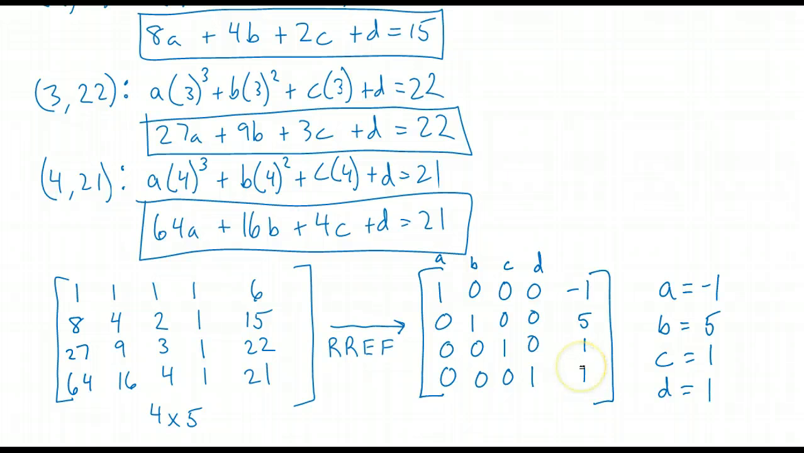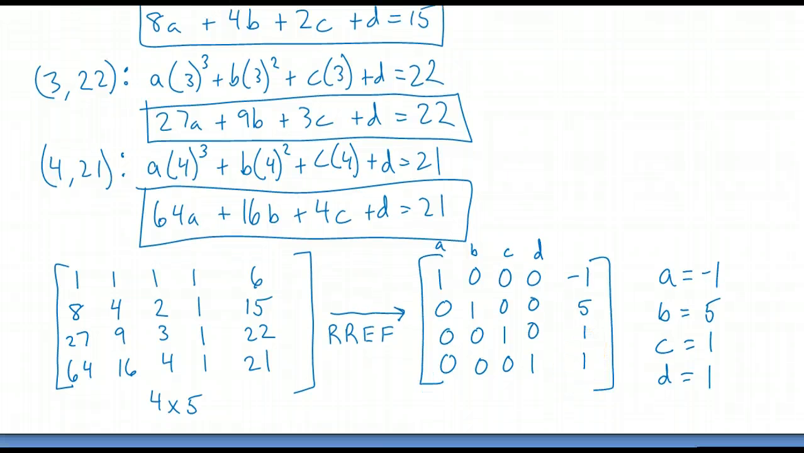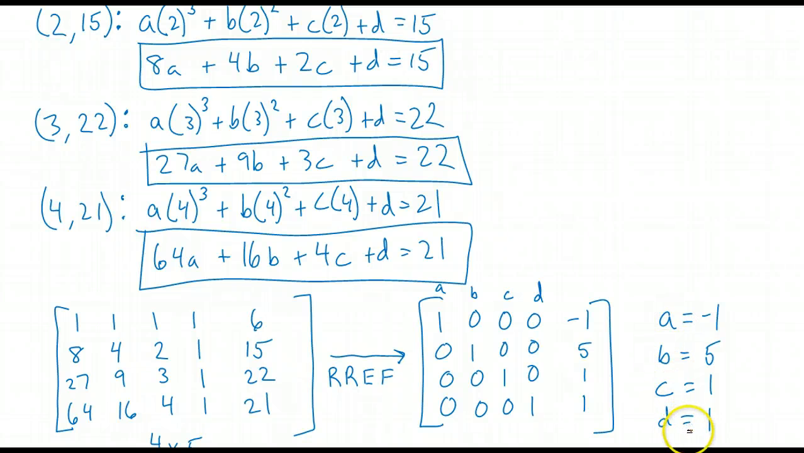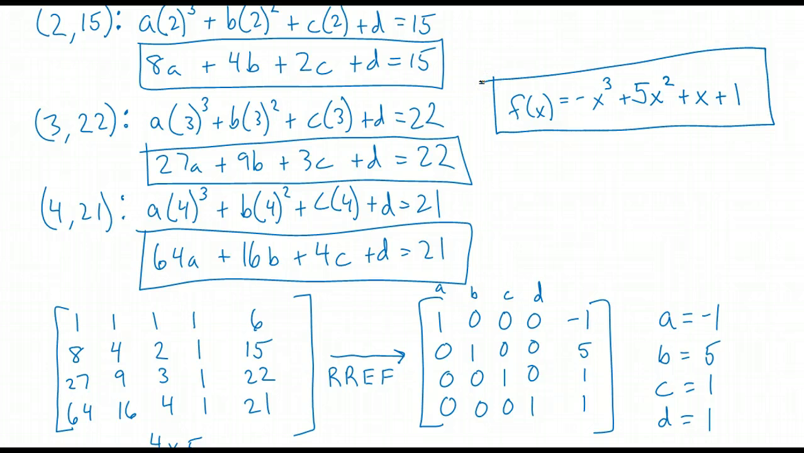Now I need to write the equation of my answer. I know a, b, c, and d, so I'm going to write my equation in function notation. f of x equals negative 1 x cubed, so negative x cubed, plus 5x squared plus 1x plus 1 constant. So this is the equation of my function.